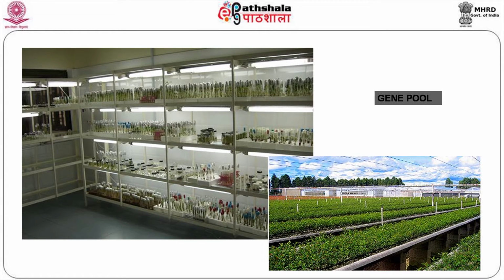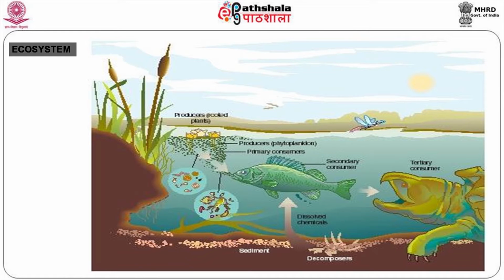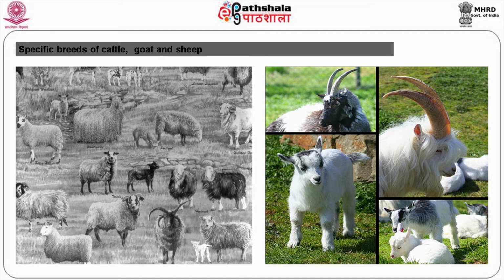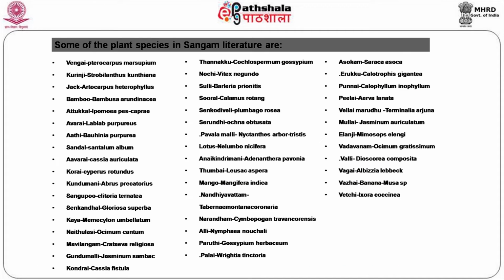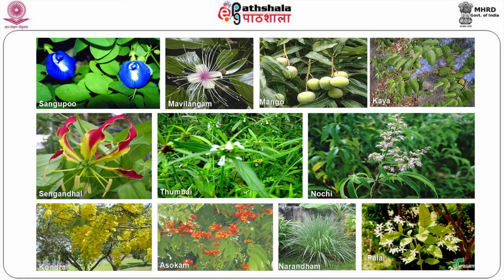Then we are talking about research and other things in the present day context. A herbal garden with every plant name and everything labeled so that people understand what it is. Then the ecosystem. Pet animals, some of the plant species in the Sangam literature. The same plant material photographs. Again the same thing. We have the Sengandal. Sengandal is nothing but the state flower.